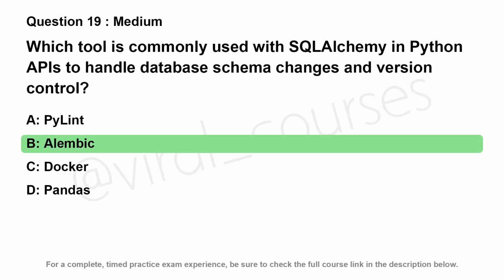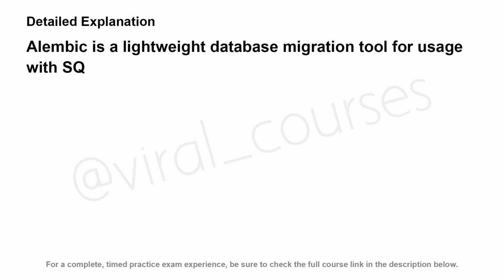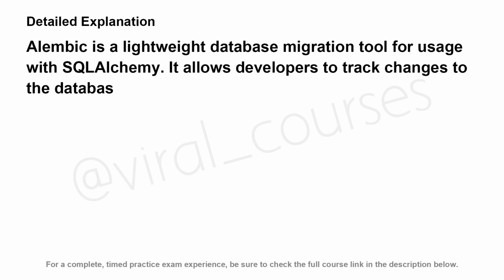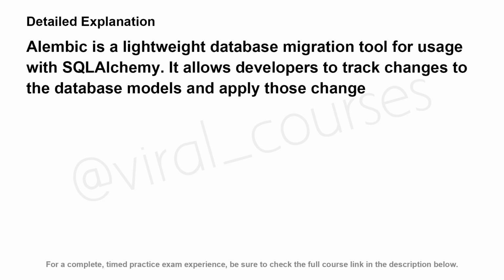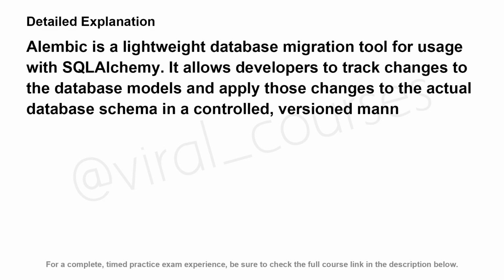The correct answer is B. Alembic is a lightweight database migration tool for usage with SQLAlchemy. It allows developers to track changes to the database models and apply those changes to the actual database schema in a controlled, versioned manner.